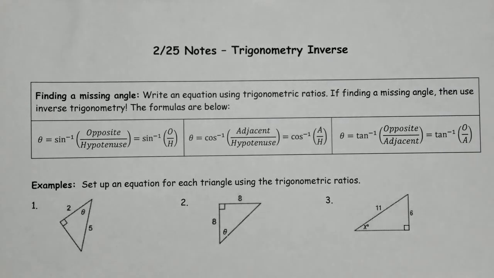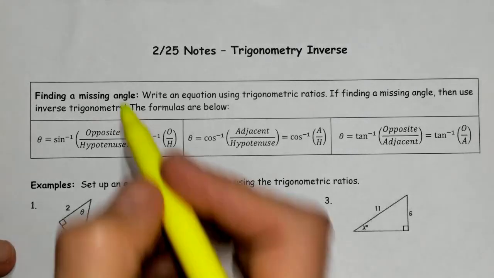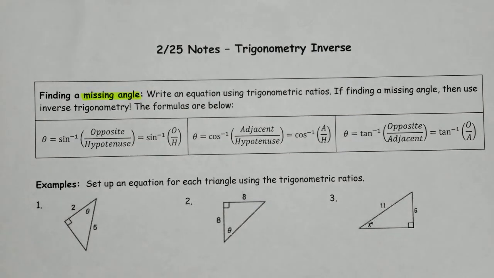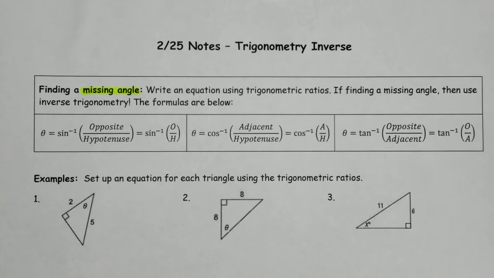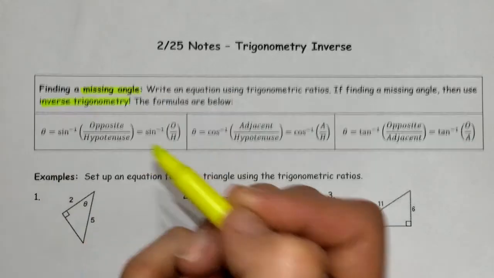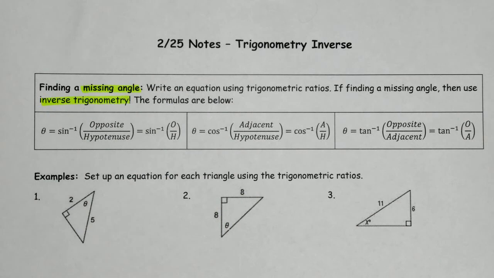We are now going to talk about the inverse. When we're talking about the inverse, we're talking about looking for a missing angle. So the first thing we're going to do is write the equations, and if we're missing an angle, we're going to use the inverse trigonometry. Inverse is just opposite. Inverse operation, solve for x. You use the inverse operation, opposite operation.